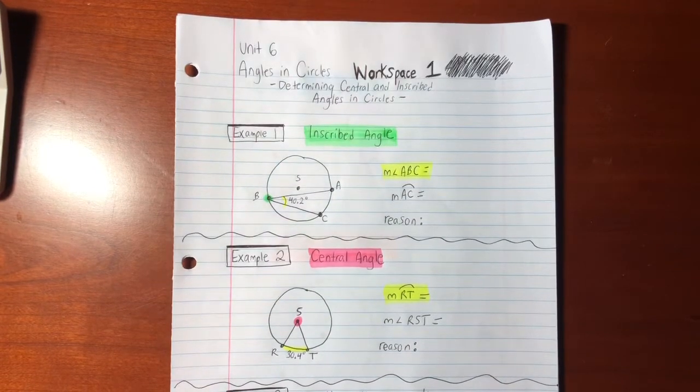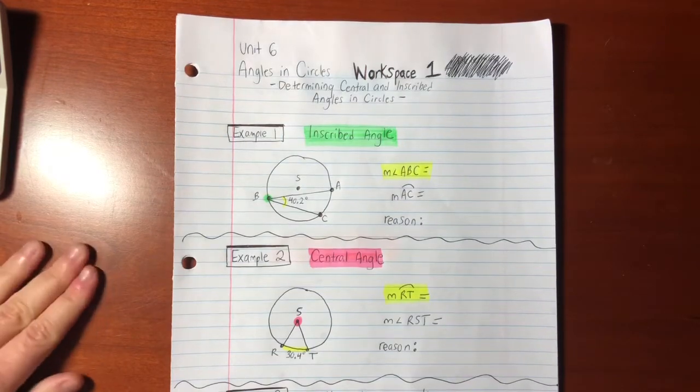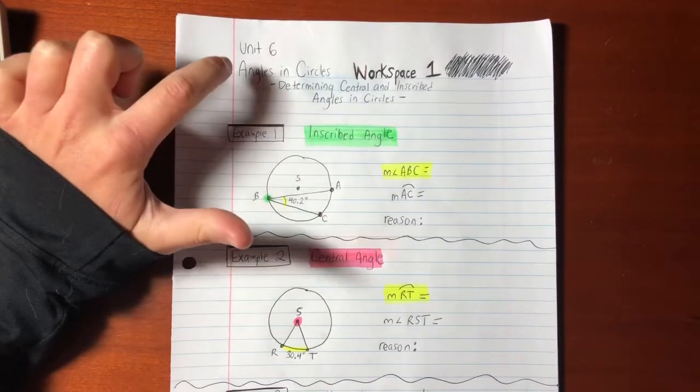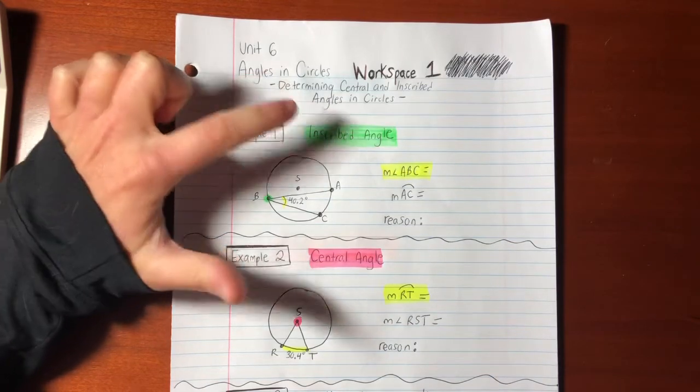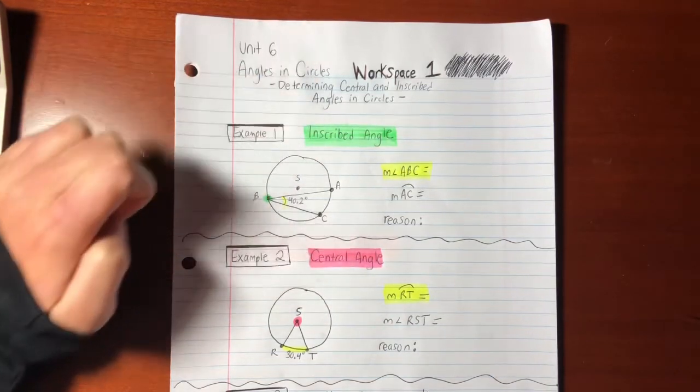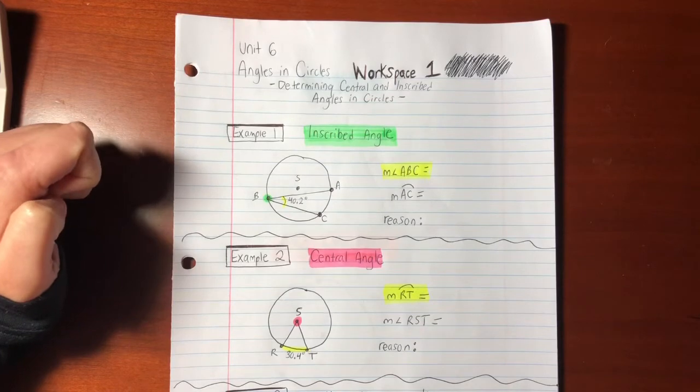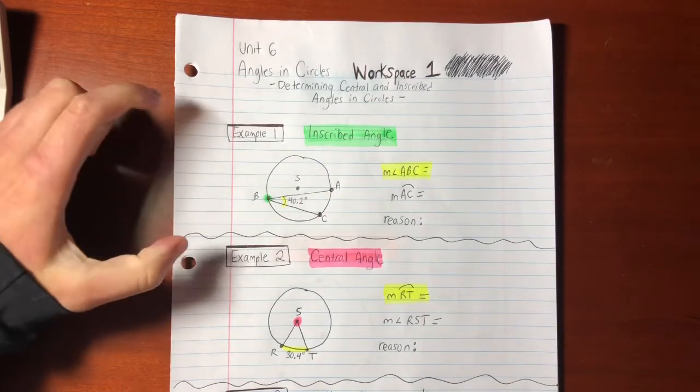Hey guys, so here's an instructional video to help you out with one of your Mathia workspaces. It's titled Angles and Circles, Determining Central and Inscribed Angles and Circles, and that's part of your Unit 6 Mathia workspace there. Okay, so I'm going to go through examples 1 and 2.